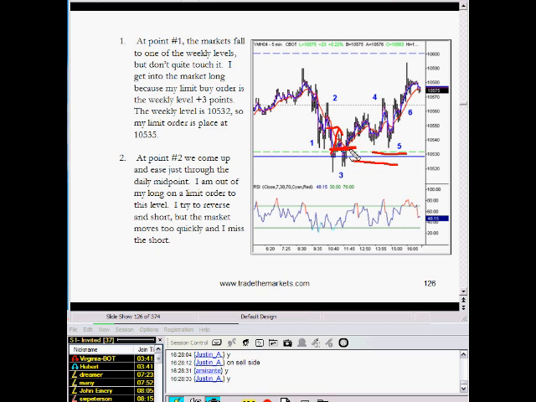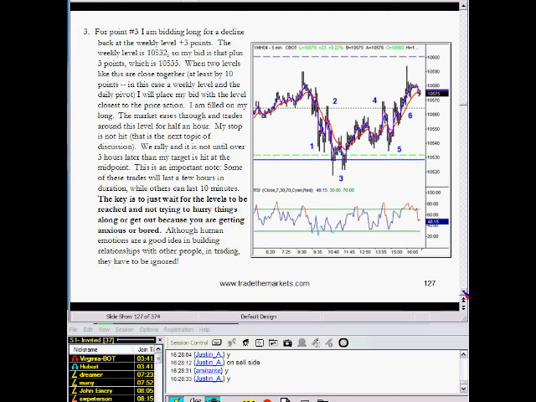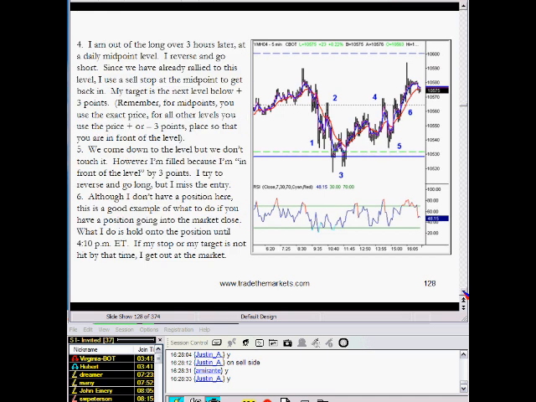Now my target is the next level, and on the upside, the next level is the midpoint. You can see we rally, we pull back a little bit, and then hit the midpoint, and now I'm out of the trade. Okay? Let's go to the next slide, because then it shows what happens on points 4, 5, and 6. We just talked about number 3. Let's go to slide 128.